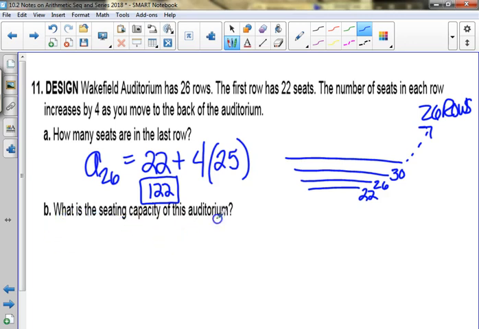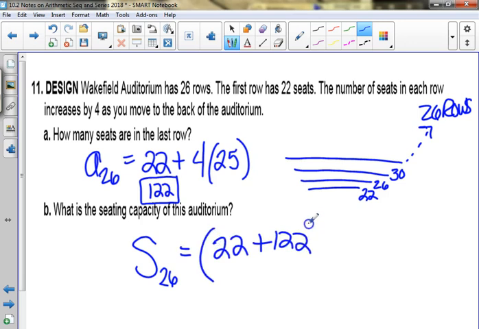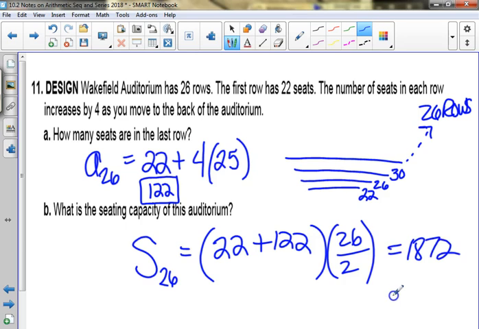What is the seating capacity? What is this asking? The sum of what? All 26 rows, yes. First row, last row, 26 over 2. So 144 times 13, 1872, anybody? I remember it well. Everybody good?